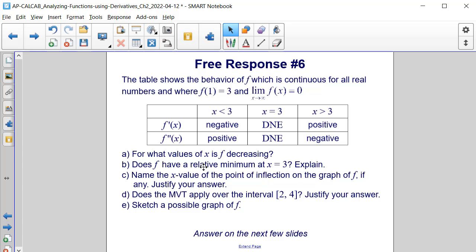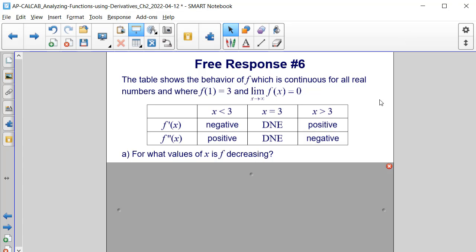Does f have a relative minimum at x equals 3? Explain. Name the x value of the point of inflection on the graph of f, if any, and justify your answer. And then does the mean value theorem apply over the interval from 2 to 4? And justify your answer. And finally, sketch a possible graph of our function f. Let's get started. We will begin by answering the first question.